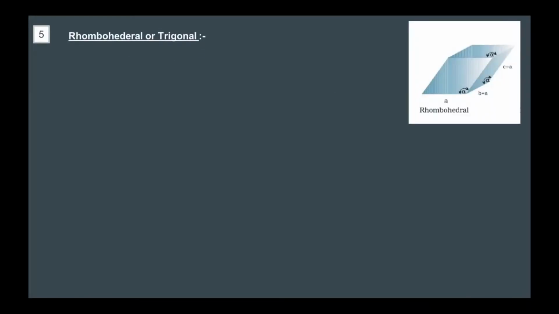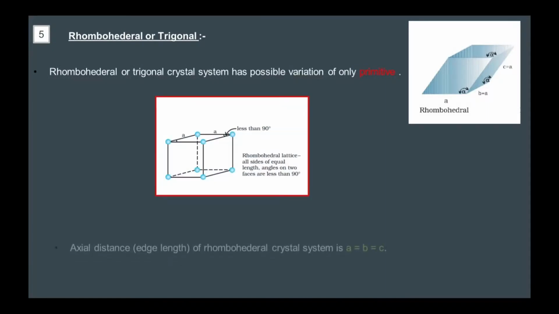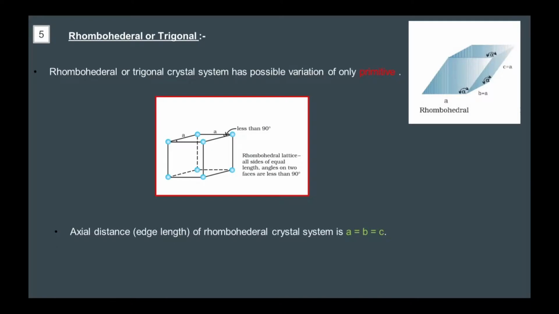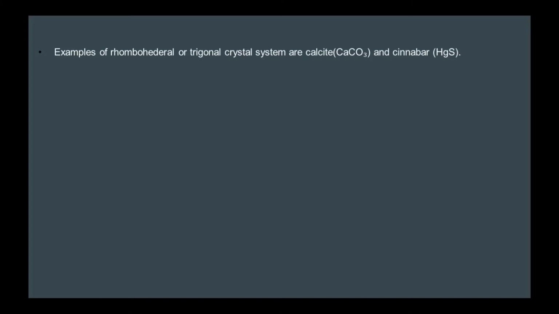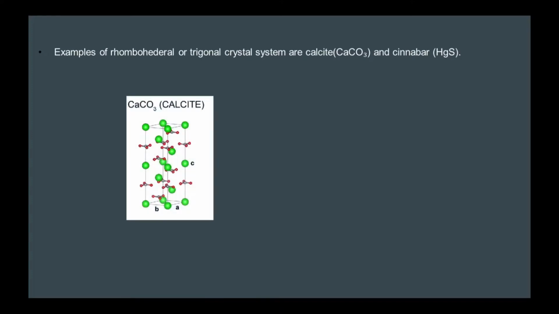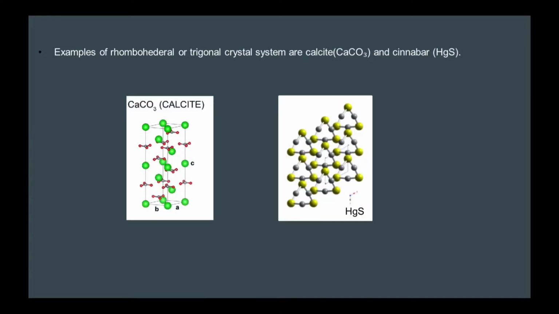5. Rhombohedral or trigonal. The rhombohedral or trigonal crystal system has possible variation of only primitive. Axial distance or edge length of the rhombohedral crystal system is A equals B equals C. Axial angles are alpha equals beta equals gamma, not equal to 90 degrees. Examples of rhombohedral or trigonal crystal system are calcite, CaCO3, and cinnabar, HgS.